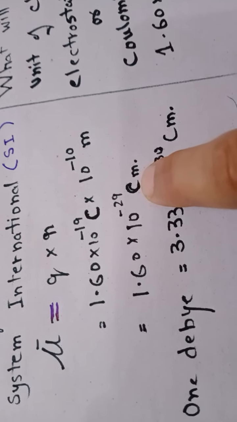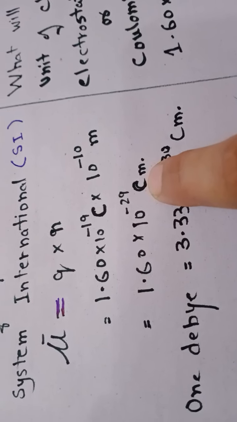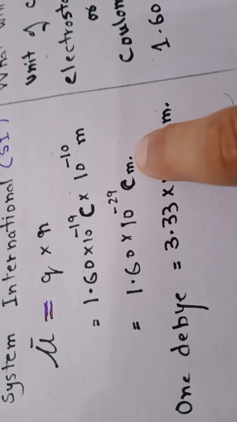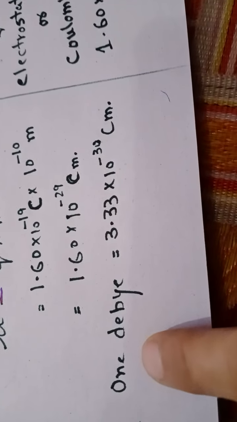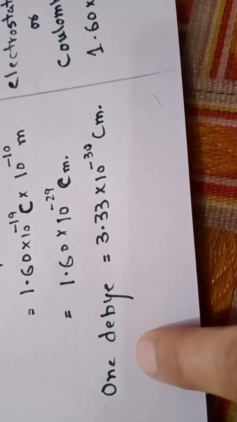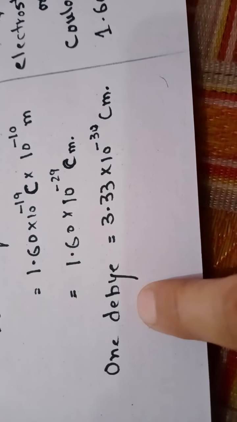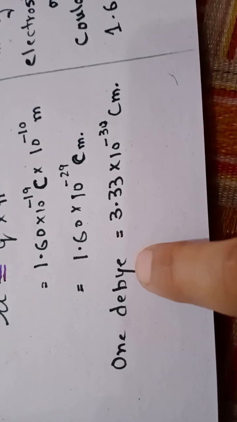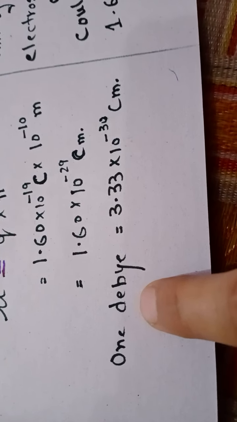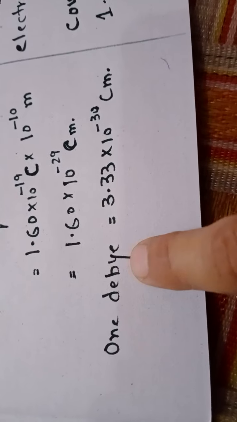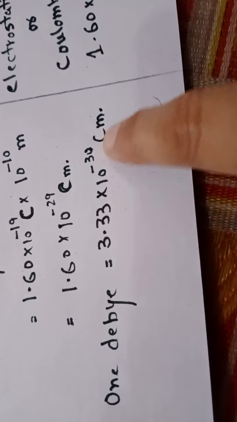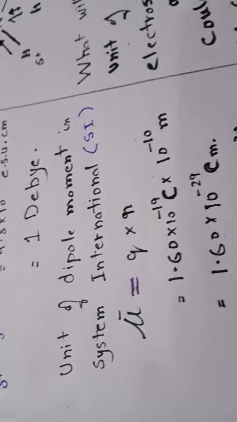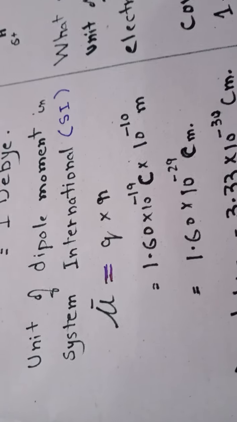Now you can see here this C is not for centimeter, it is for coulombs, and the small m represents the meter, coulomb meter. Or you can compare it with the Debye. Debye is also a unit of dipole moment, although it is not an SI unit, it is the most commonly used unit. 1 Debye is equal to 3.33 into 10 raised to power minus 30 coulomb meter. So this is all about how we can calculate the dipole moment.